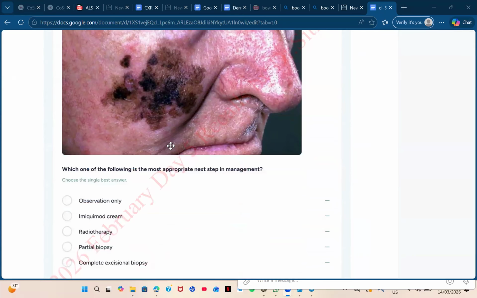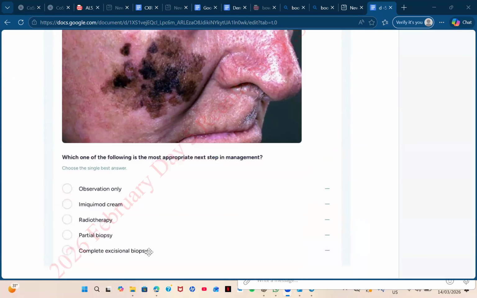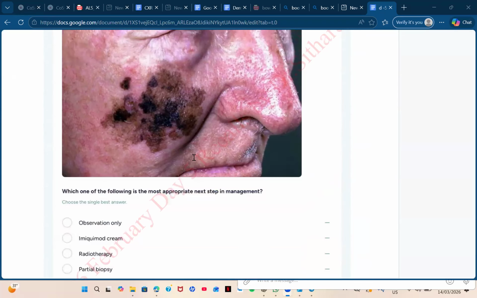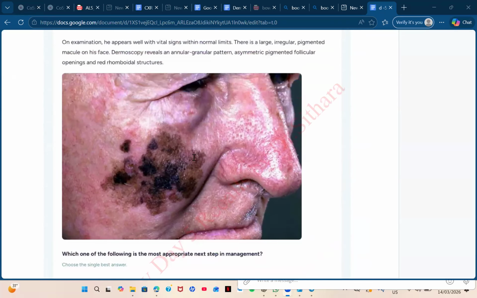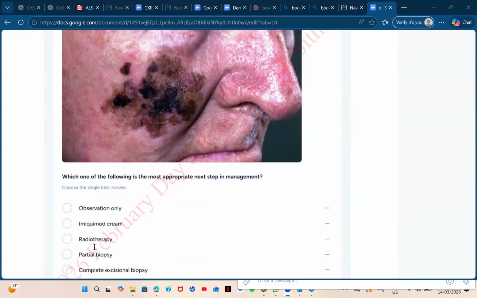So in that case, what should we do? We have to do the partial biopsy. Why are we going with partial biopsy? Anyway, if we see something like melanoma, first thing first, we have to do the biopsy, right? But in cases like this, with such large lesions, we can't excise everything to do the histopathology. Because of that, we have to use partial biopsy.